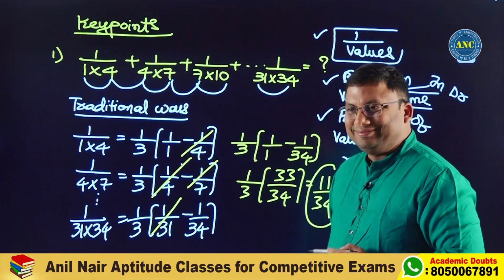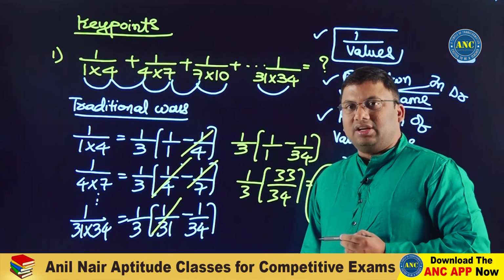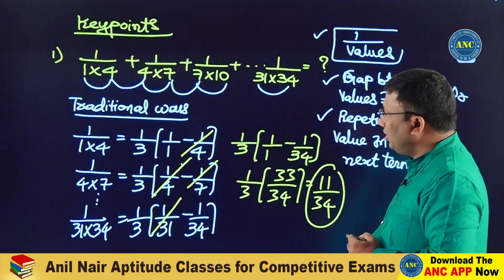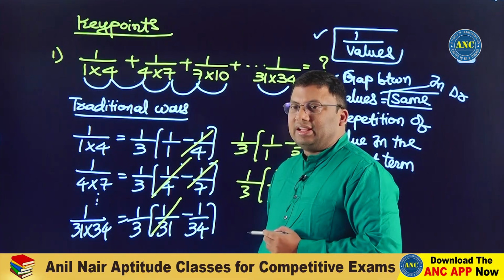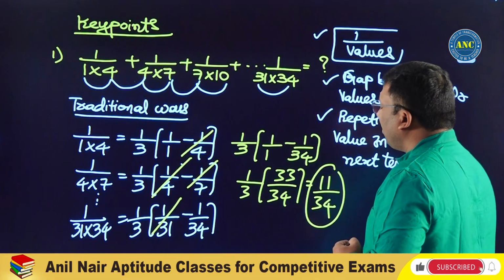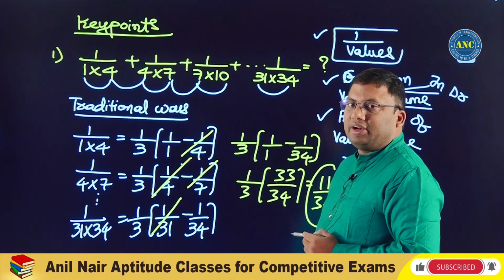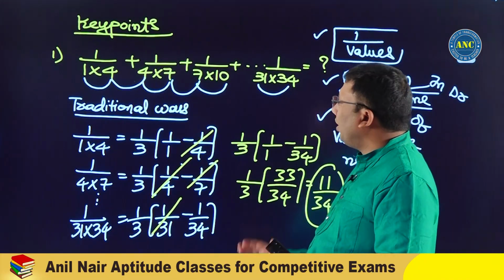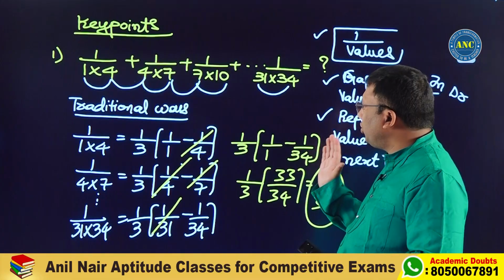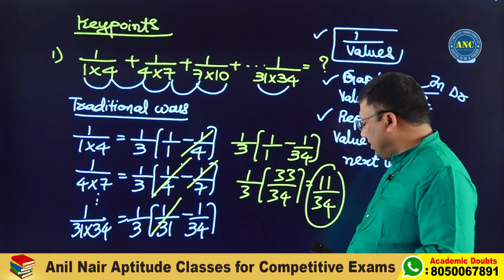Please write down: this is the traditional way of solving the question. After 5 minutes, you will tell the answer directly. For 1 by 1 into 4, 1 by 4 into 7, 1 by 7 into 10, and so on up to 1 by 31 into 34. I hope this idea is clear.